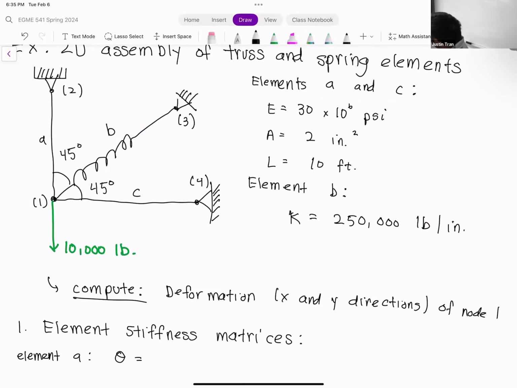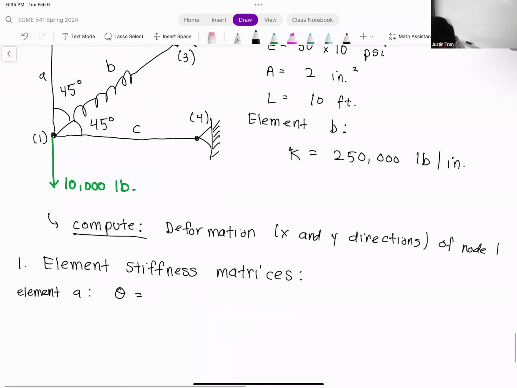Okay, so let's look at element A. Element A is that vertical element that goes straight up like that. And when I'm asking for this angle theta, keep in mind that the angle theta that you plug in is the angle with respect to the positive x-axis, the standard x-axis.